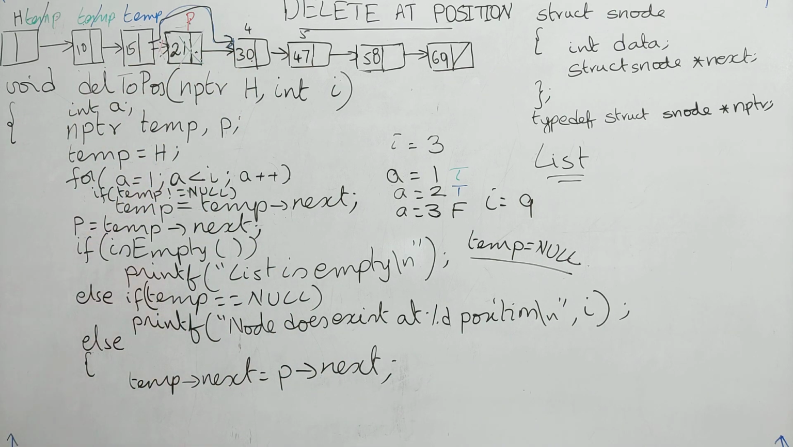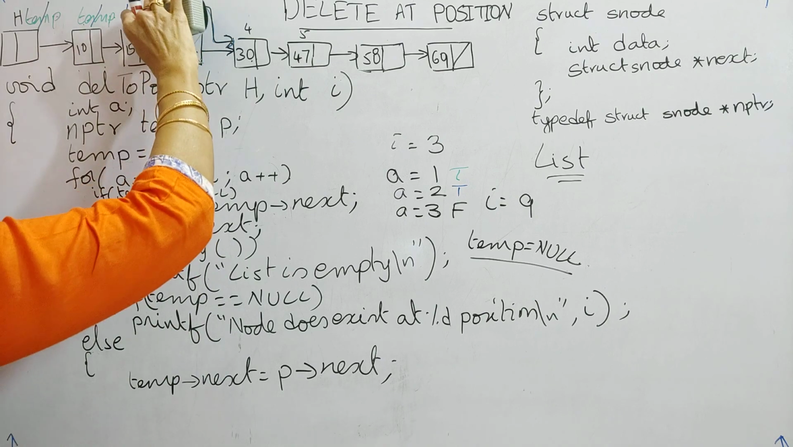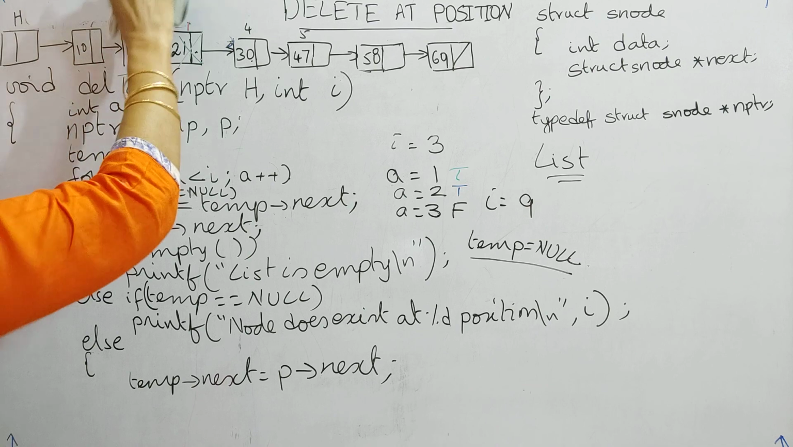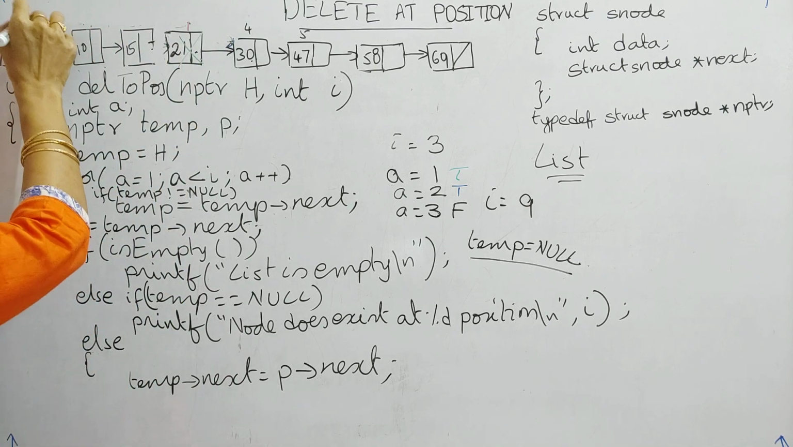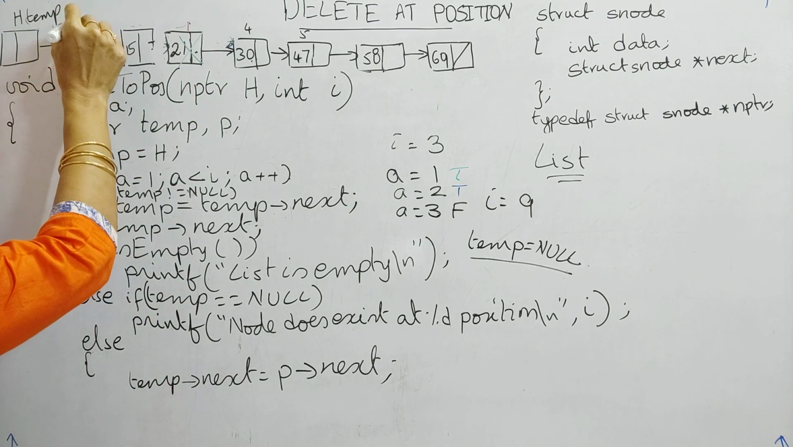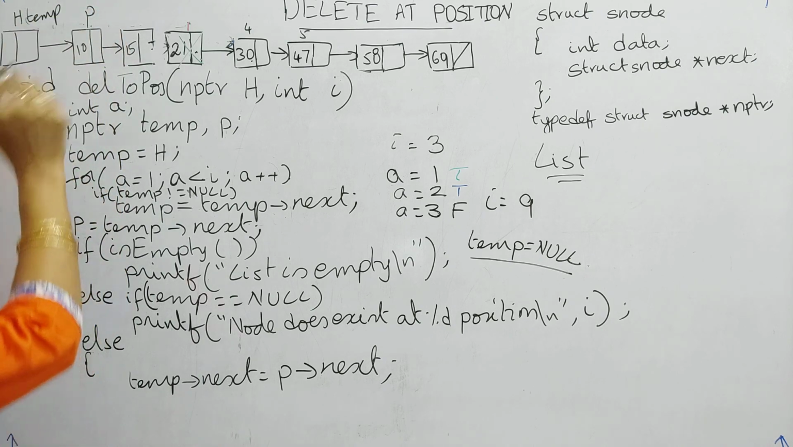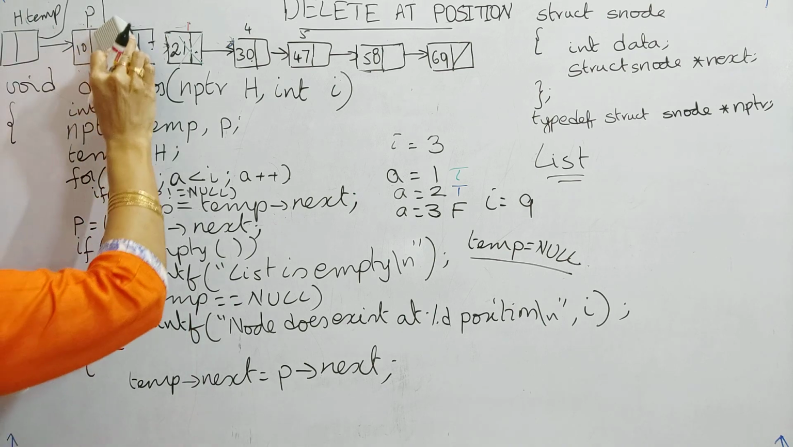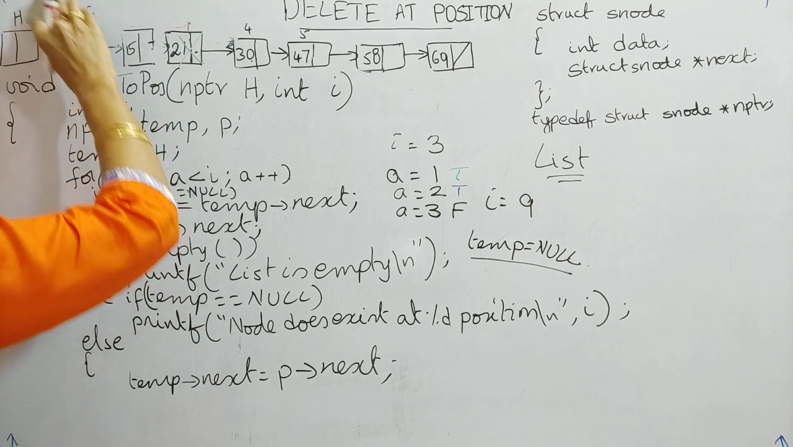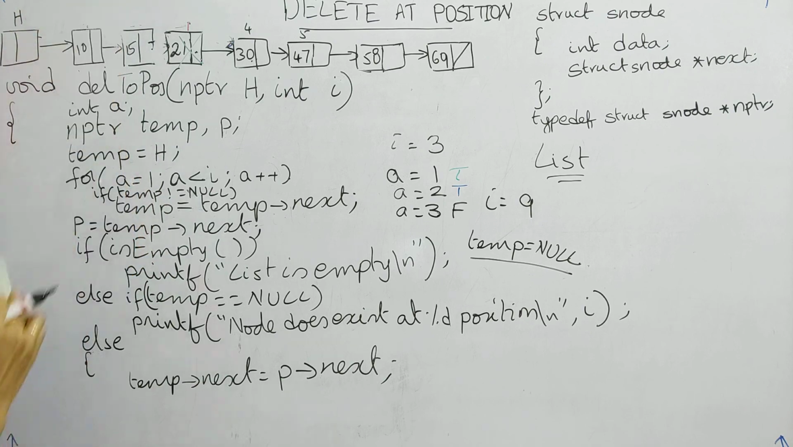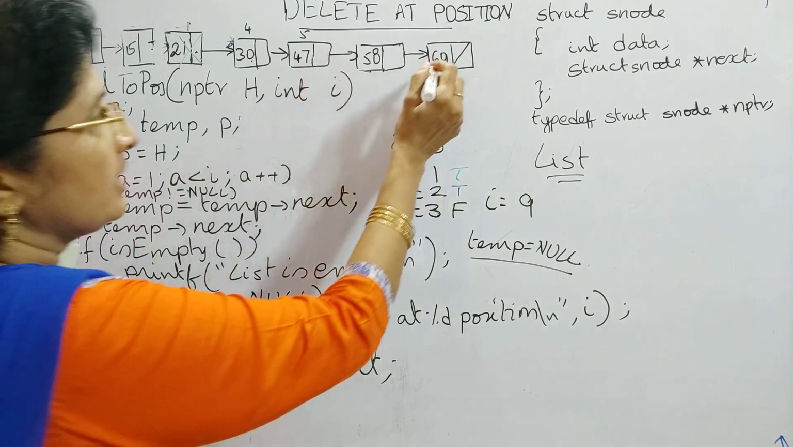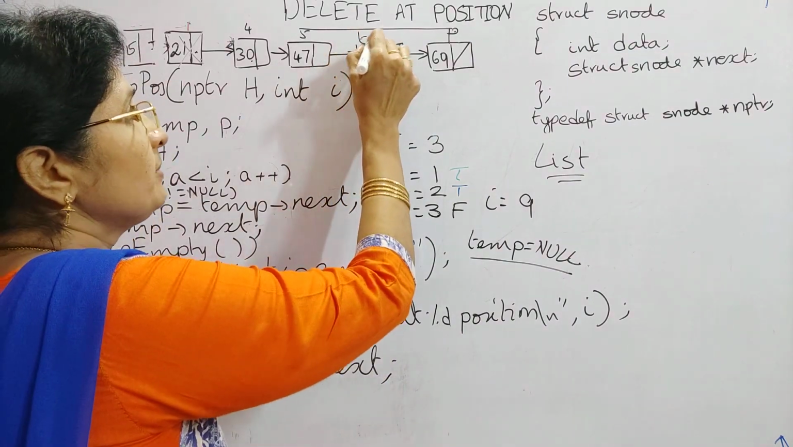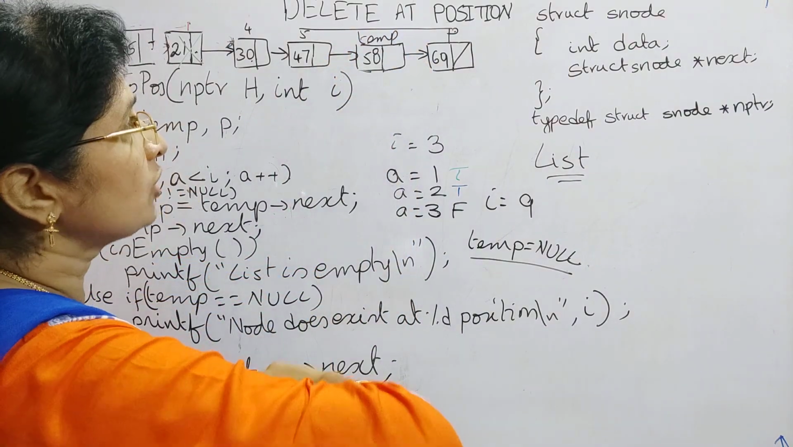Suppose our node is the first node. Then where will our temp be now? Our temp will be here and this will become P. So then also we don't have any problem. A link will be created like this. And this is valid for all the cases. For example, suppose this is the node to be deleted and this will become the temp. In that case also no problem.